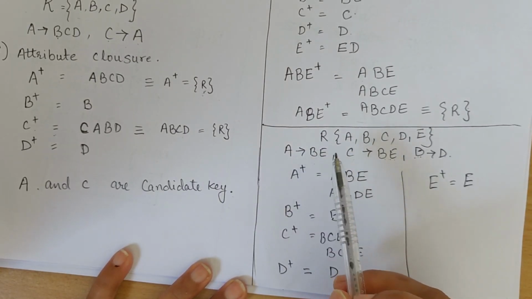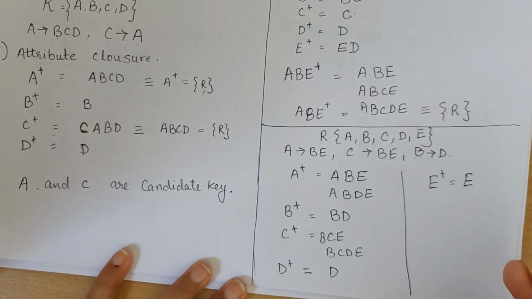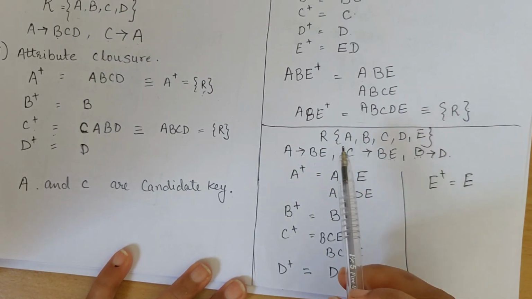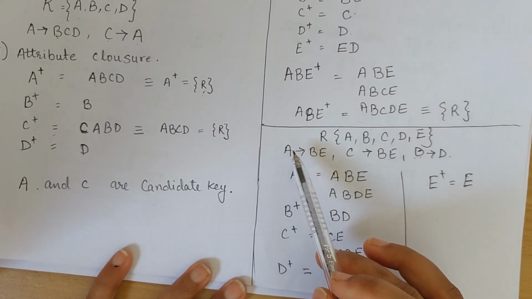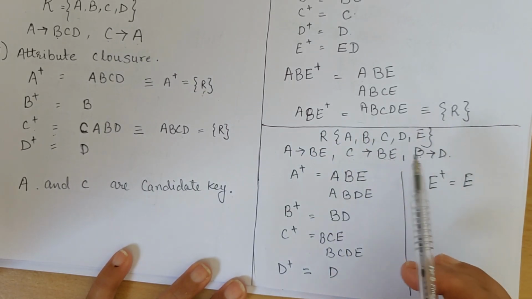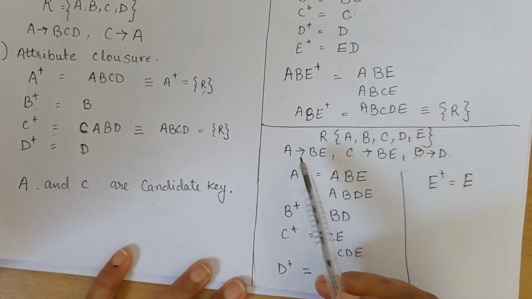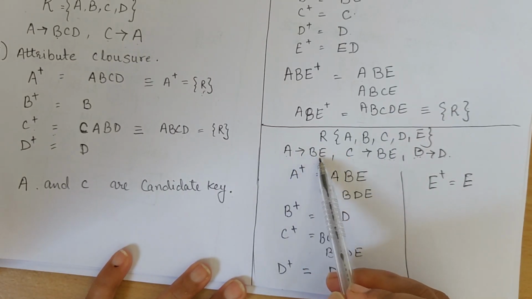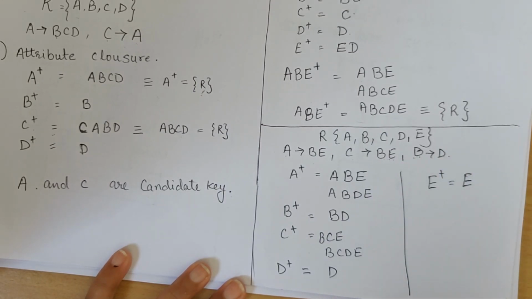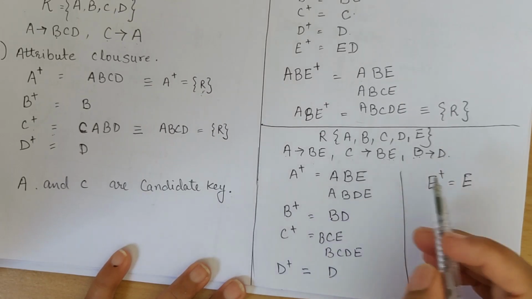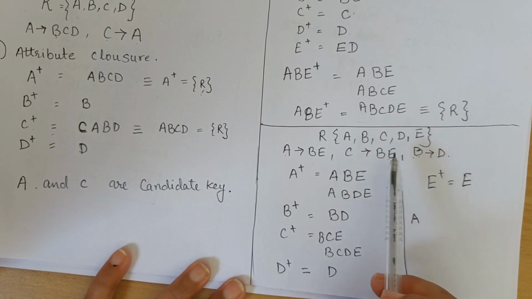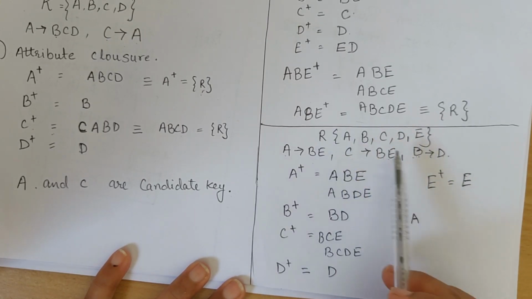As I told you the trick, if we are not able to find it, we will check for the elements which are present on the left hand side and not on the right hand side. That means we are looking for the unique determinants which are determining others, but they are not determined by any other attribute. A is determining BE, and on the right hand side we do not have A. So one thing is very sure, that A is coming in my combination, because A has the power to determine others, but A is not determined by anyone else.